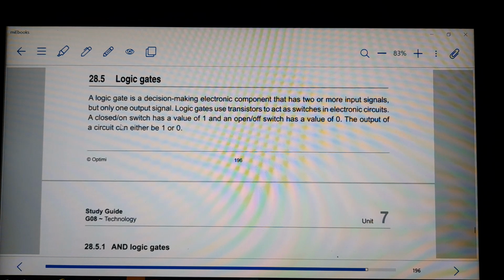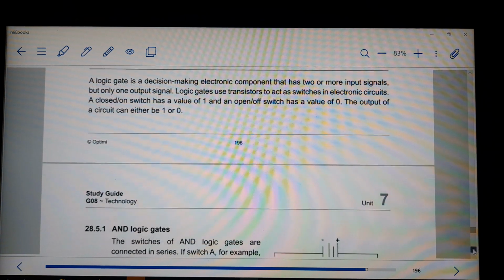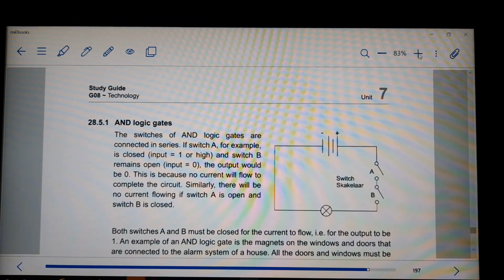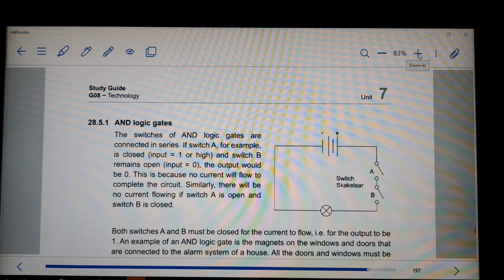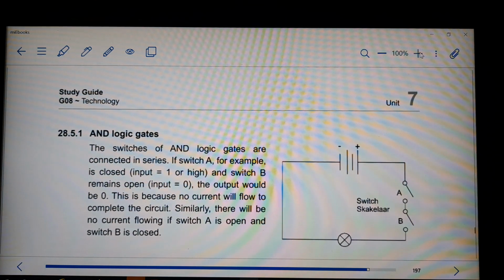A closed or on switch. Remember, if the switch is closed, it is on, and has a value of 1. And an open or off switch has the value of 0. The output of the circuit can either be 1 or 0. Don't worry, I will show you what we mean by the ones and the zeros. What we need to know for now is that if the switch is open, it is 0, and if the switch is closed, it is 1.